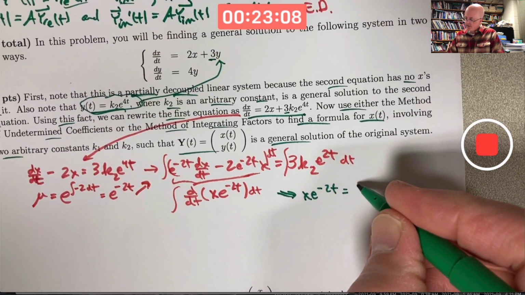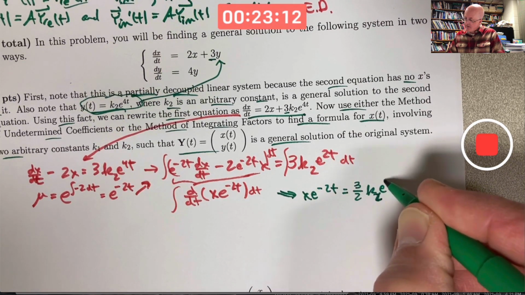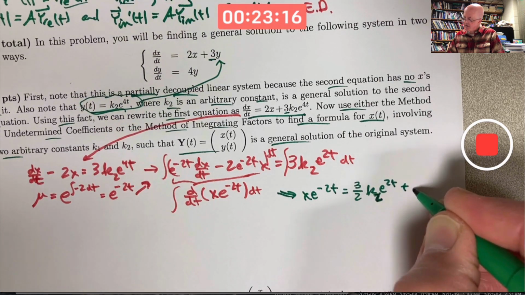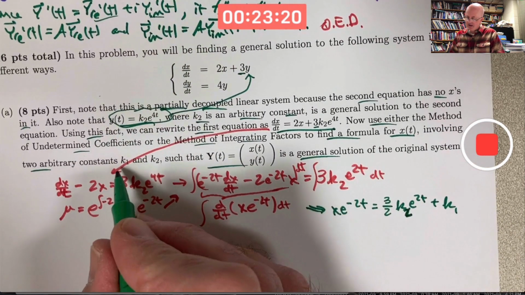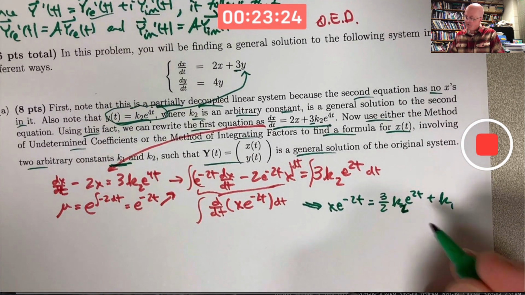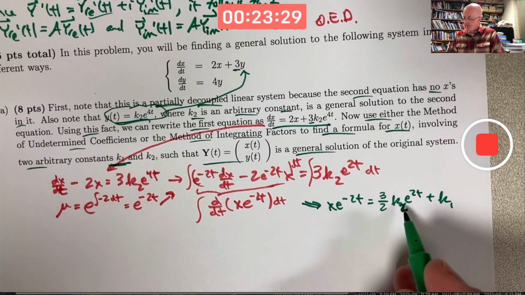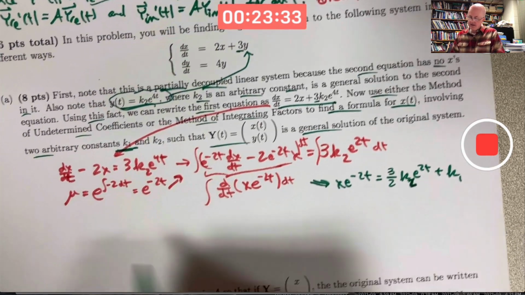Integrate this one, you're going to get 3/2 k2 e to the 2t plus an arbitrary integration constant that I think I'll go ahead and call it k1. That's fine. Constant k1 here. It is an arbitrary constant. It doesn't matter what I call it. It'll be fine to call it k1. Not done. I need to solve for x, so I need to now multiply both sides by e to the +2t to cancel it on the left side.